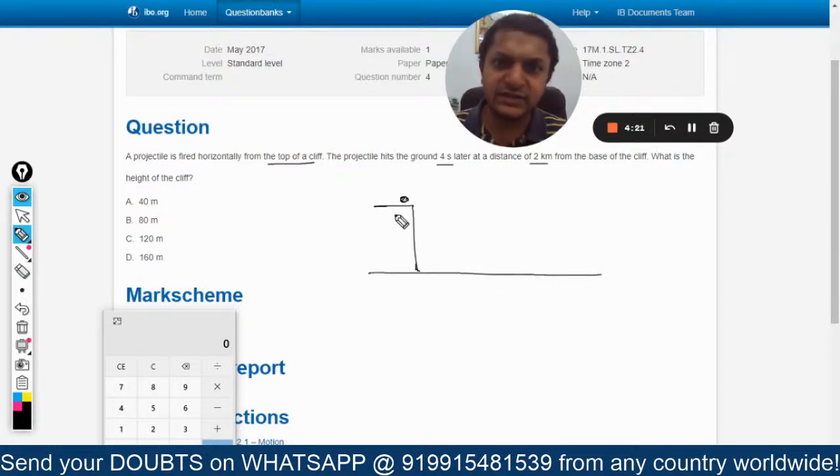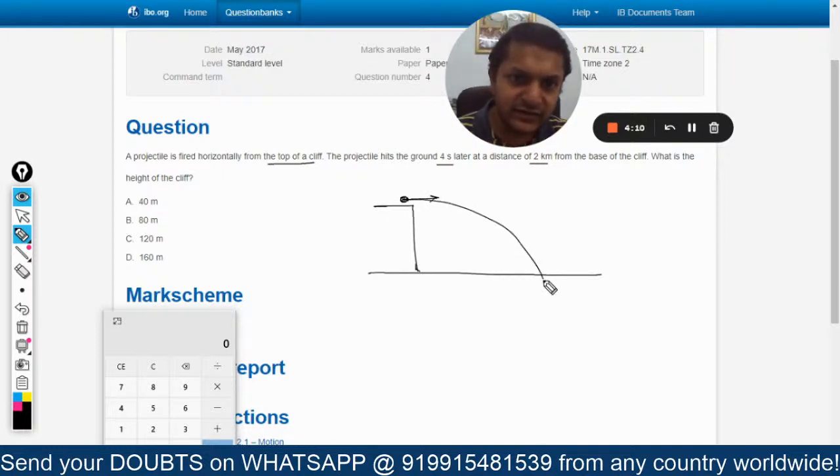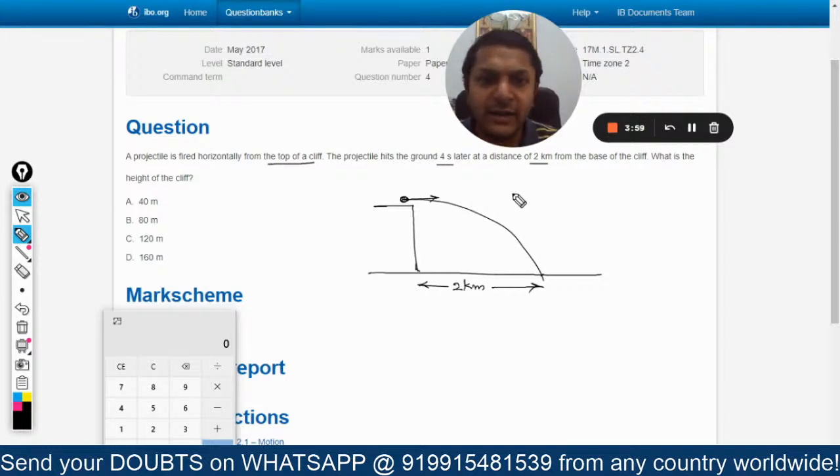Let us say this is the projectile and we have kicked a ball, or it's a missile, whatever you can call. So it's a projectile that is fired horizontally and it is bound to go like this. So this position is basically 2 kilometers away from the foot of the cliff. Okay, and the time taken was 4 seconds.